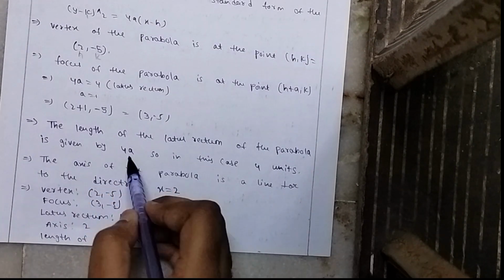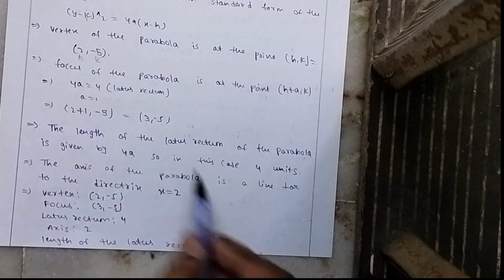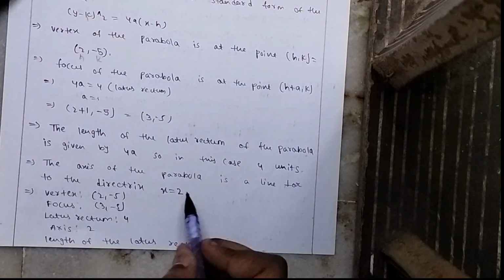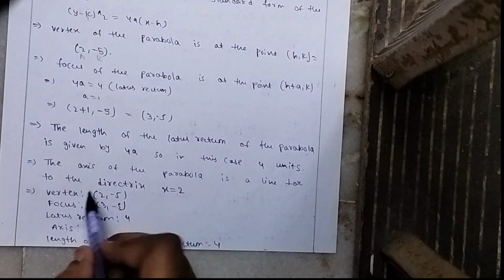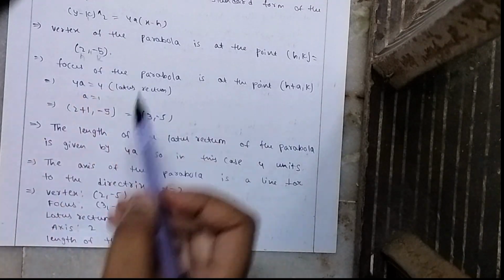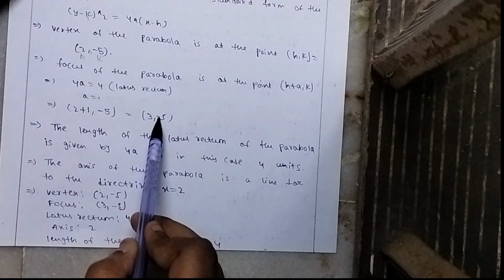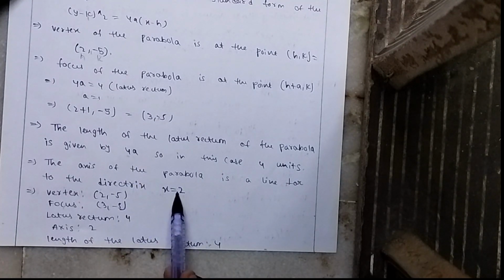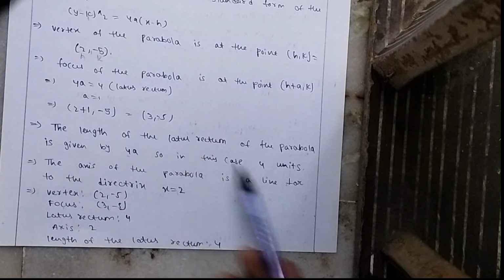And now the length of the latus rectum of the parabola is given by 4a. So that means 4 into a. The a value is 1. That means 4 units. The length of the latus rectum is 4 units. Now the axis of the parabola is the line through the directrix, that is x equals 2. So the vertex is 2 comma minus 5, the focus is 3 comma minus 5, the latus rectum is 4a, the axis is x equals 2, and the length of the latus rectum, that means 4a, is 4.